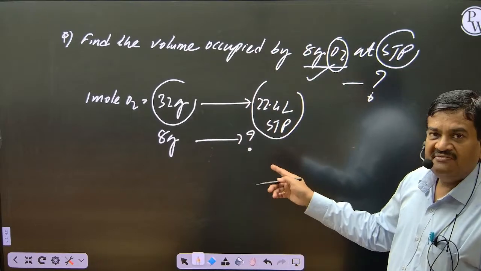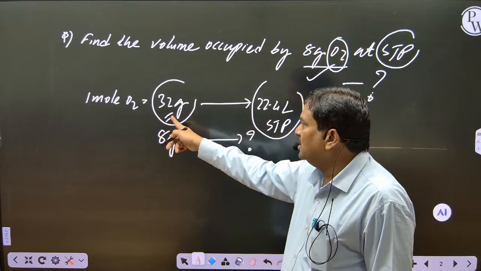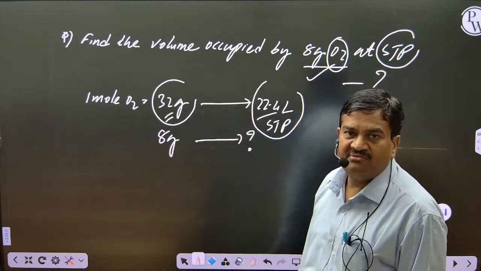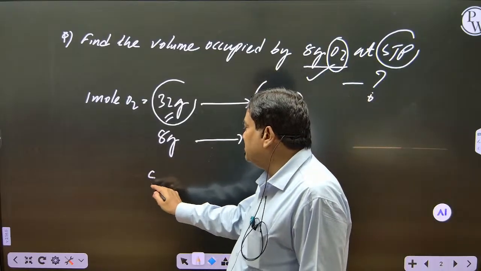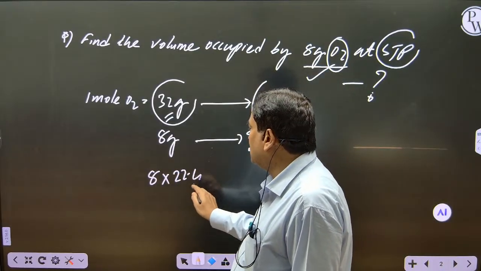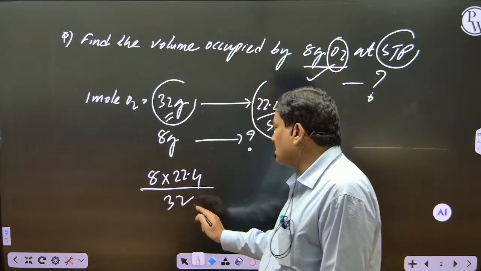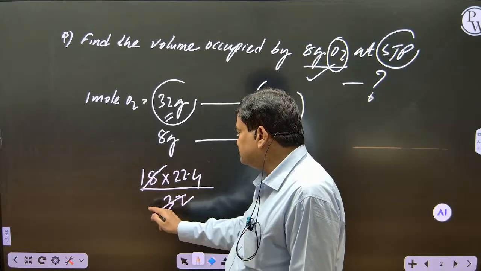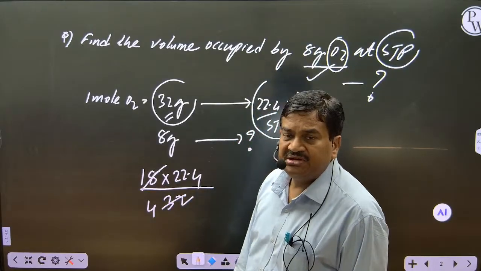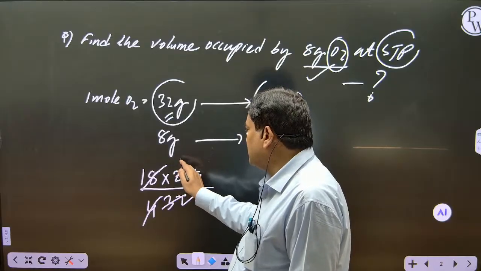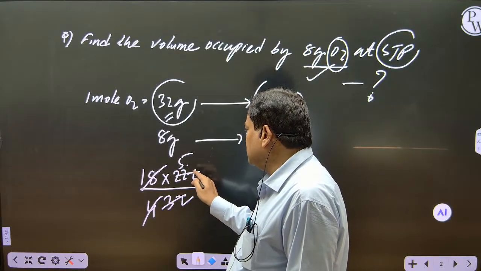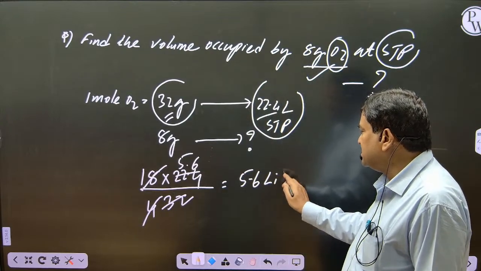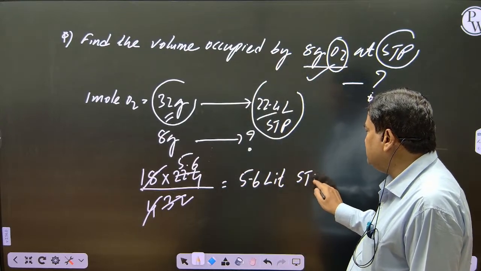Simple, use the unitary method. 32 grams is 1 mole. If 1 mole of this is occupying 22.4 liters, for 8 grams of oxygen, how much volume does it occupy? So cross multiply: 8 times 22.4 upon 32. Any cancellation? 8 ones are 8, 8 fours are 32. The 4 will cancel with 22.4: 4 fives are 20 and 2 will be remaining, 4 sixes are 24. So what should be the answer? 5.6 liters it will occupy at what condition? STP condition.